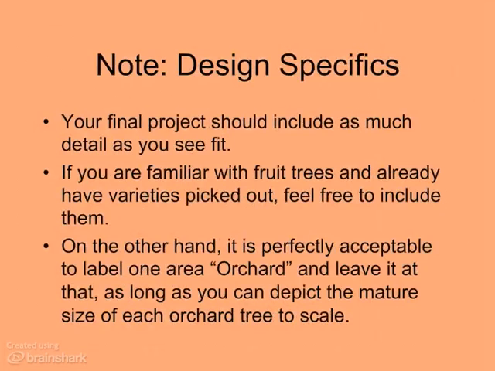As far as your design specifics, your final project should include as much detail as you see fit. If you are very familiar with fruit trees and already have varieties picked out, feel free to include them in your design. On the other hand, it's perfectly acceptable to label one area orchard and leave it at that, as long as you can depict the mature size of each orchard tree to scale.